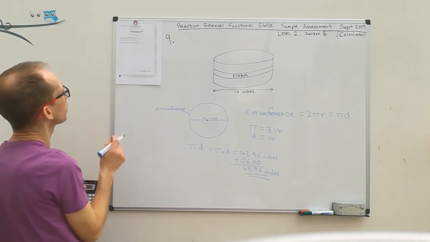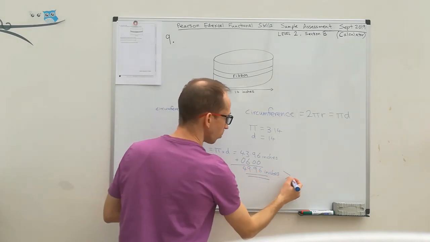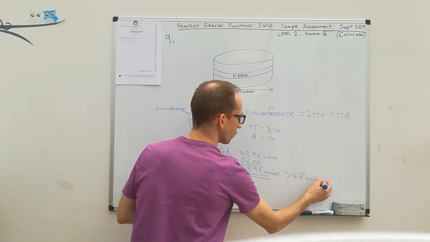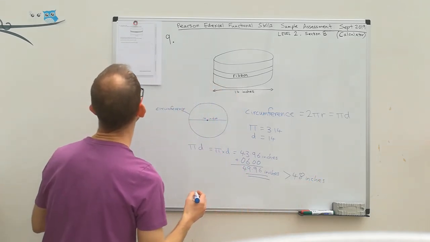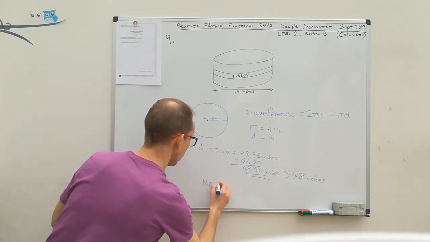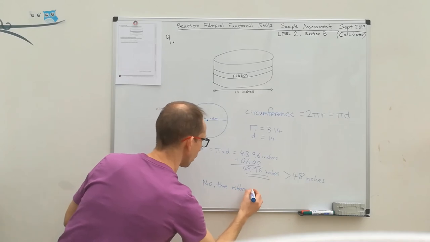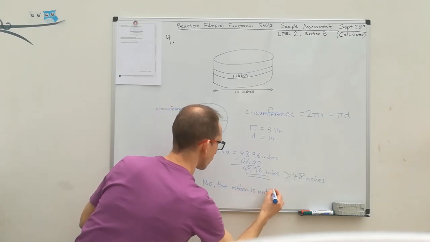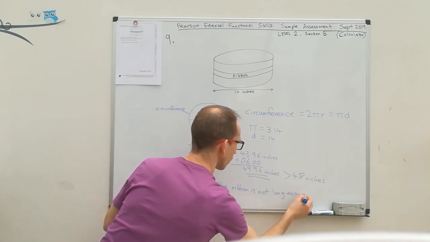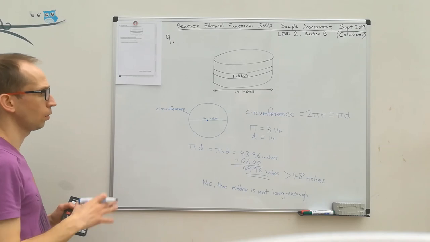Now, Louis has a piece of ribbon 48 inches in length, so we can say, well, this is more than 48 inches, so no, the ribbon is not long enough. And all of that for 3 marks.